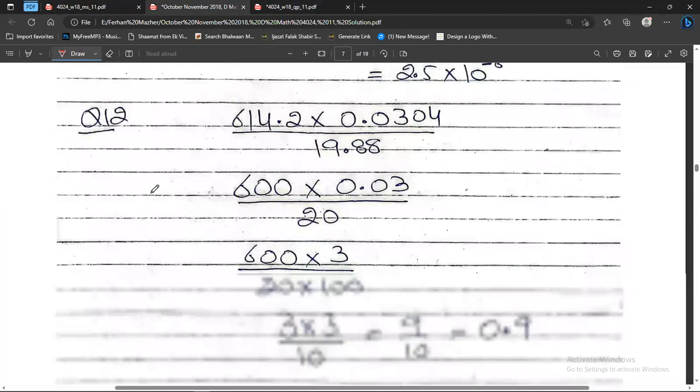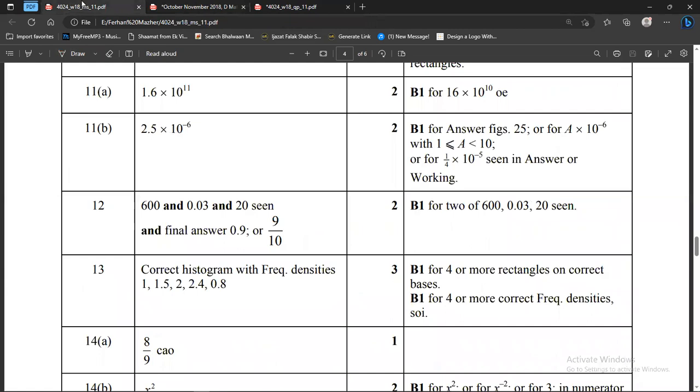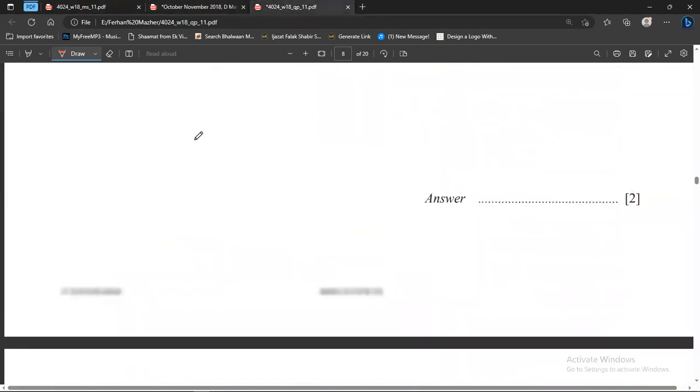So you will have 600 multiplied by 0.03 divided by 20. It will be 600 multiplied by 3 divided by 20 multiplied by 100. I have removed that decimal. So you will have 3 multiplied by 3 divided by 10, that will be 9 by 10, that is 0.9. So 0.9 is the answer. 9 by 10 or 0.9 is the right answer. This is the solution. I hope you understand.